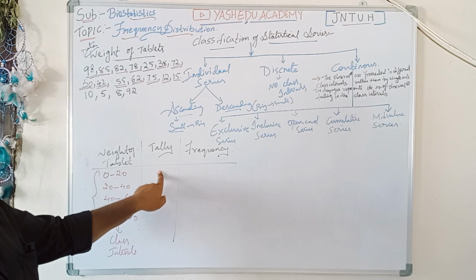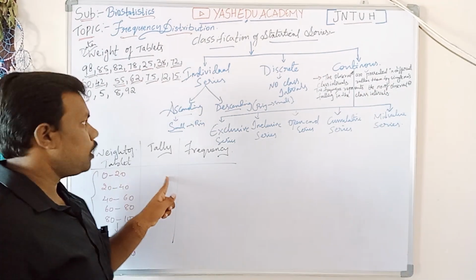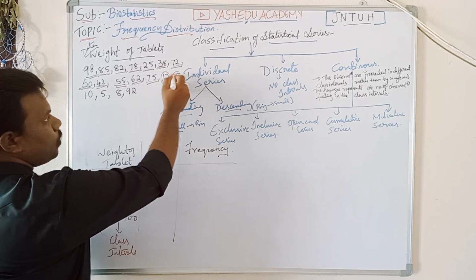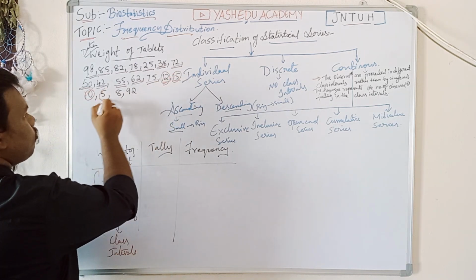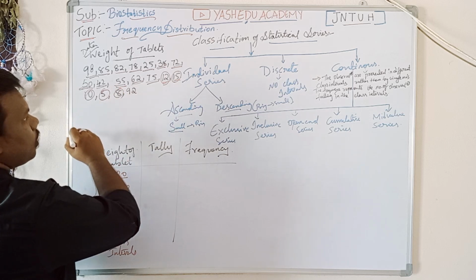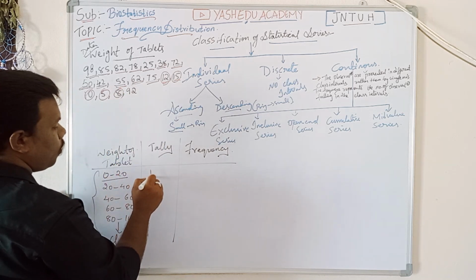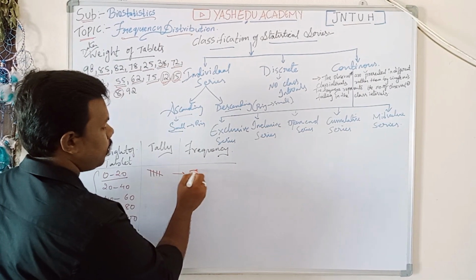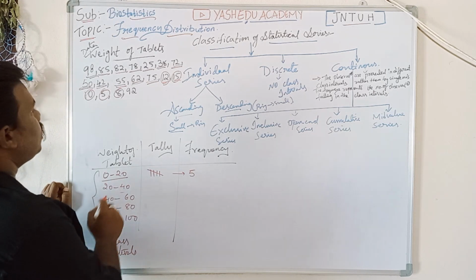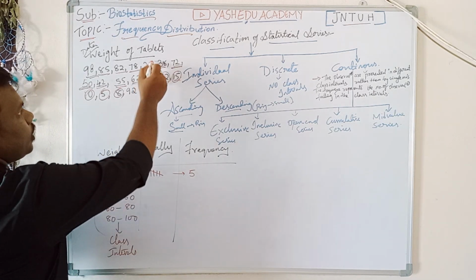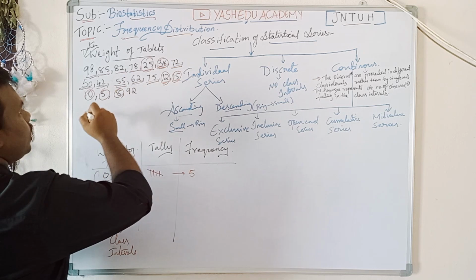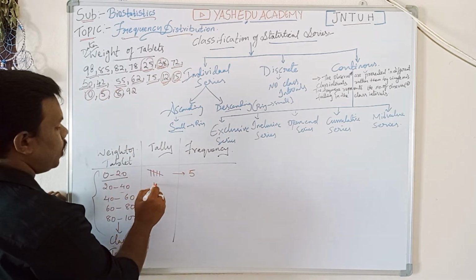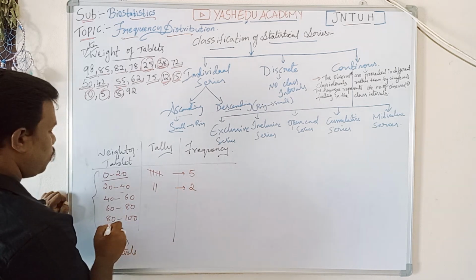Now we'll deal with the tally marks. 0 to 20: how many numbers are there? 12, 15, 10, 5, and 8. That's it. So 5 are there: 1, 2, 3, 4, 5. That denotes 5. Now 20 to 40: the numbers located between 20 to 40 are 25 and 38. That's it. So the frequency is 2.